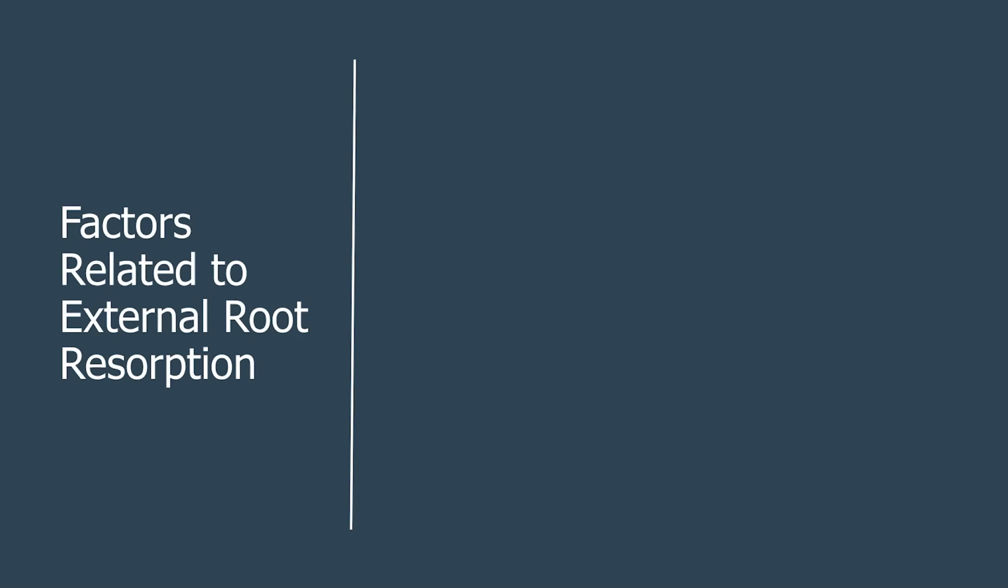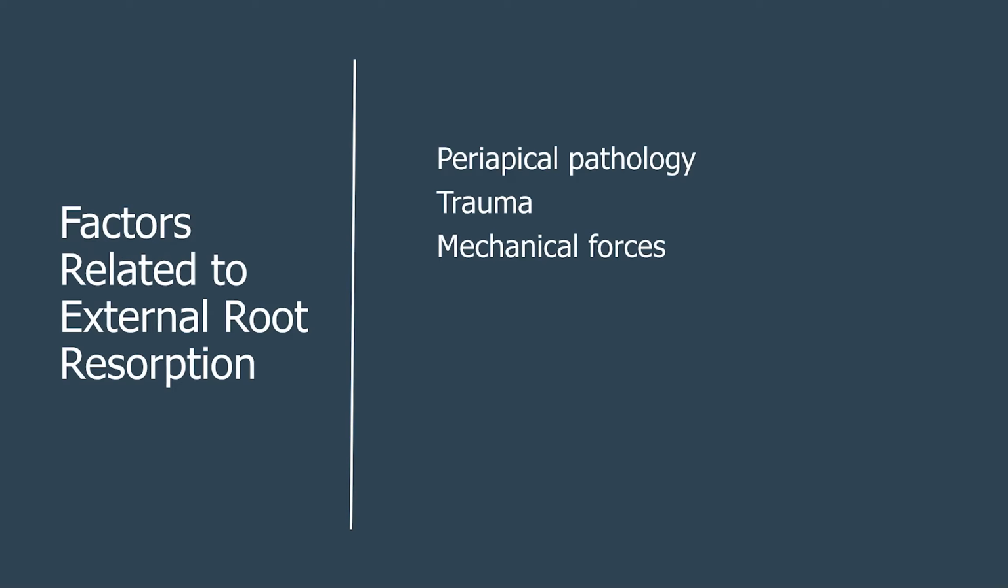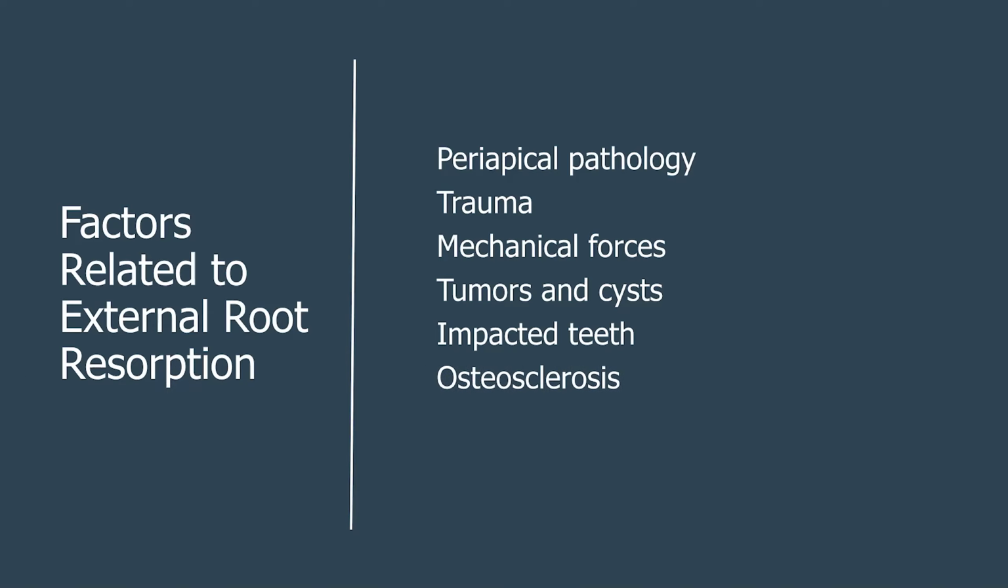There are several conditions that can lead to external root resorption. A common one is periapical pathology. Trauma may also cause external root resorption. Mechanical forces such as orthodontic treatment may cause external root resorption. Frequently, tumors and cysts will cause root resorption. An impacted tooth can resorb another tooth, or the impacted tooth itself may undergo root resorption. Osteosclerosis may cause root resorption. And then we have idiopathic root resorption, where we don't know why the tooth is resorbing.